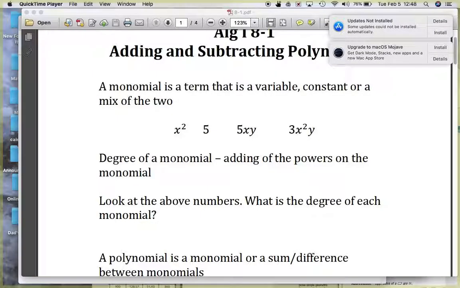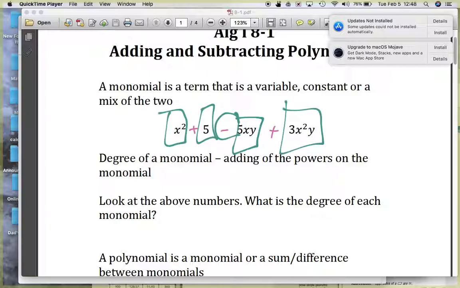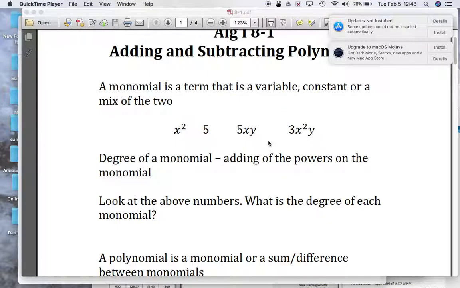So if I put all these together, this whole thing would be a polynomial, but each single piece, and technically the negative would also be included in that, is a monomial. So that's what we're talking about here with monomials.